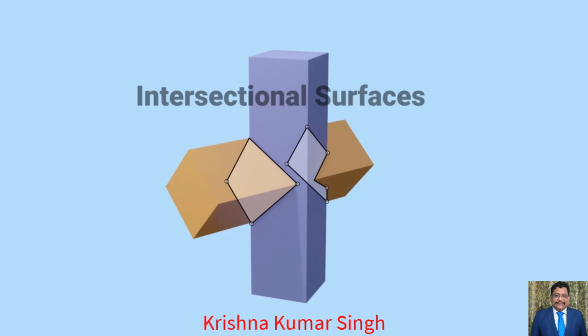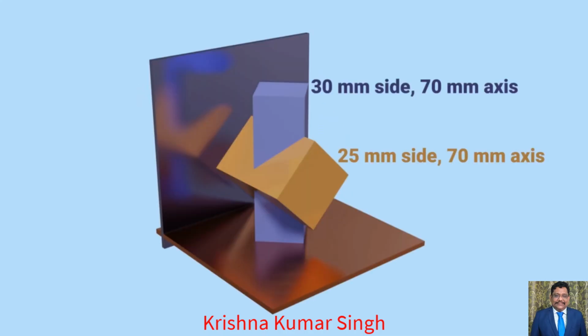Let us understand this more clearly by solving a problem. A vertical square prism of base 30 mm side and height of axis 70 mm is completely penetrated by a horizontal square prism having base side 25 mm and axis 70 mm so that their axes intersect.